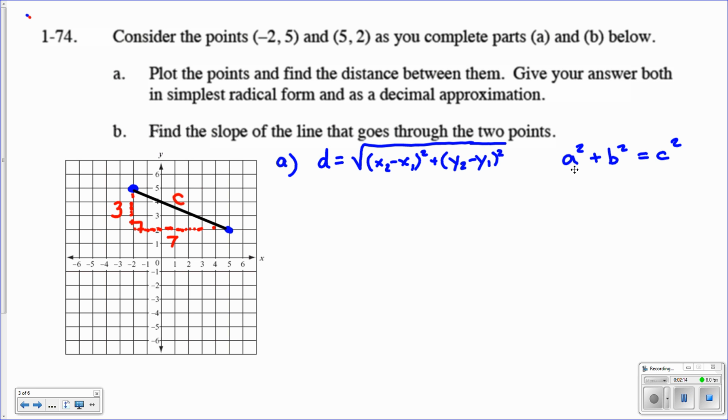If we're going to set it up and use our Pythagorean theorem, we'd say 3 squared plus 7 squared is going to equal c squared. So 3 squared is 9, 7 squared is 49. And when we add those together, we get 58 equals c squared. Now that's not our final answer because we're looking for c, not c squared.